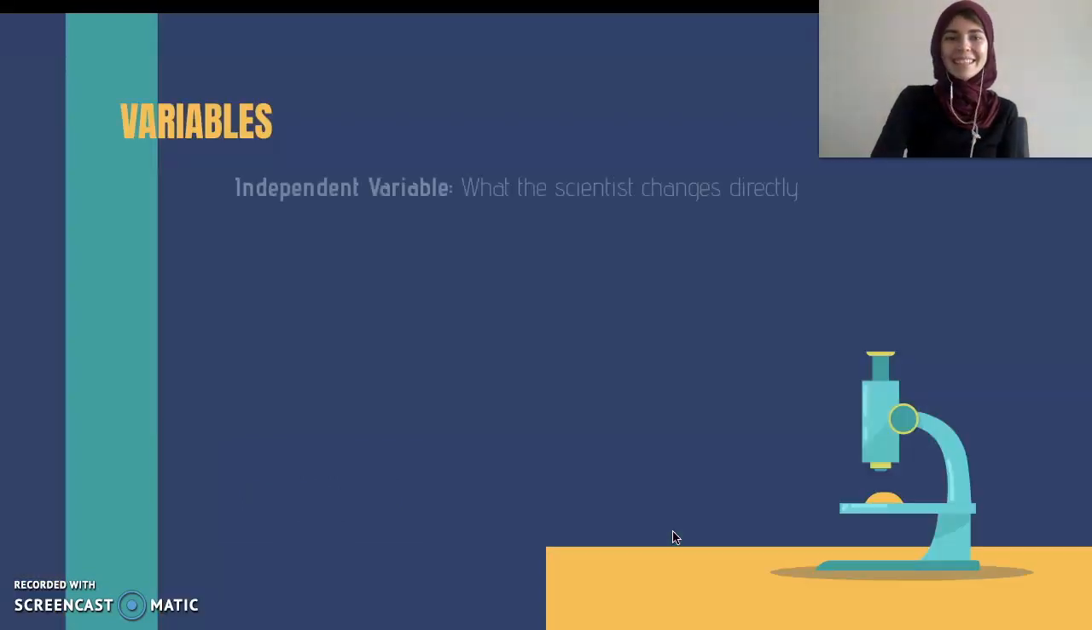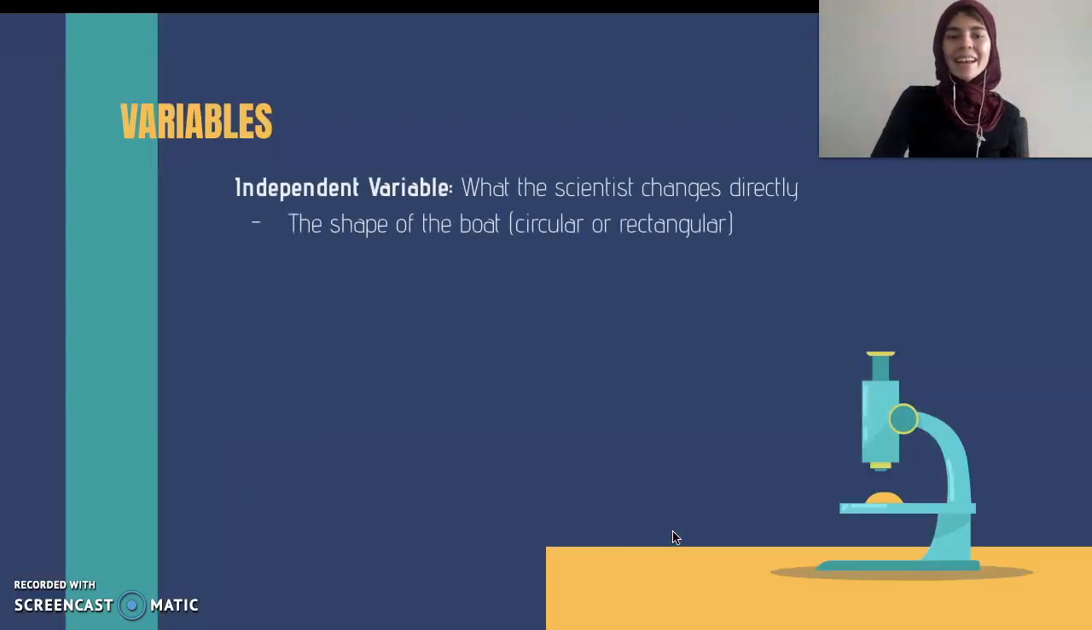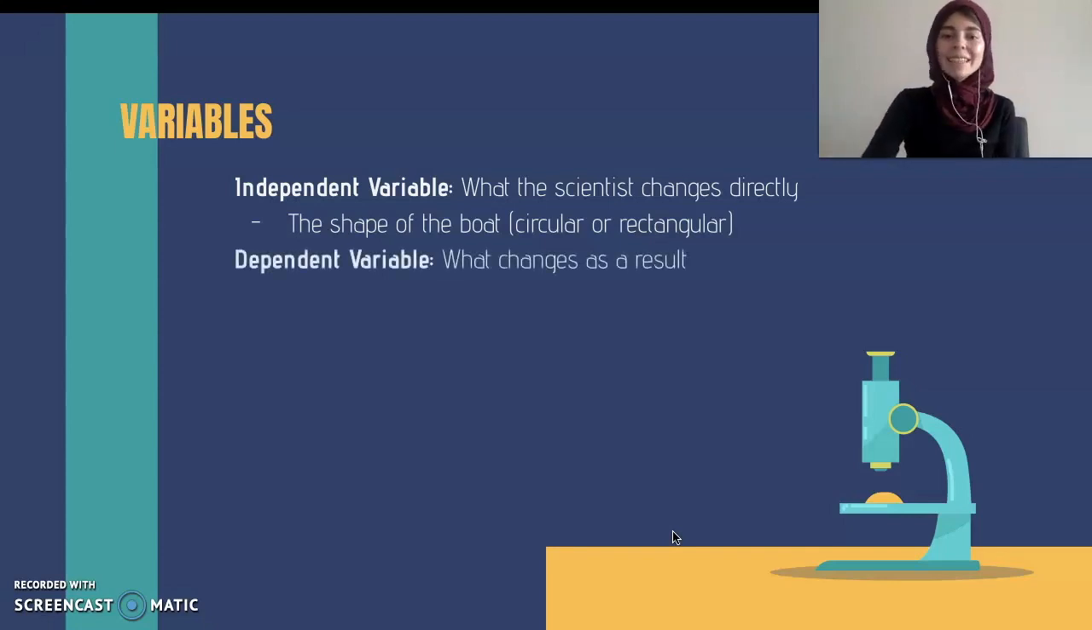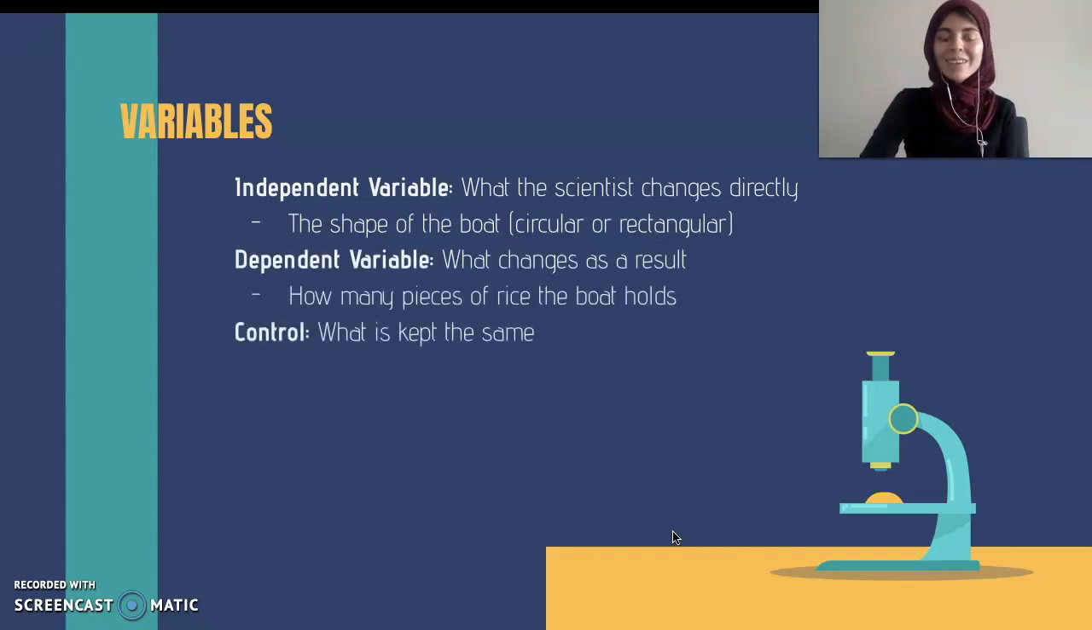Okay? To go over our answers, we say our independent variable was the shape of the boat, whether it was circular or rectangular, so that's what I changed in between our two boats. We said our dependent variable was what changed as a result, so how many pieces of rice the boat held. Control, what was kept the same.